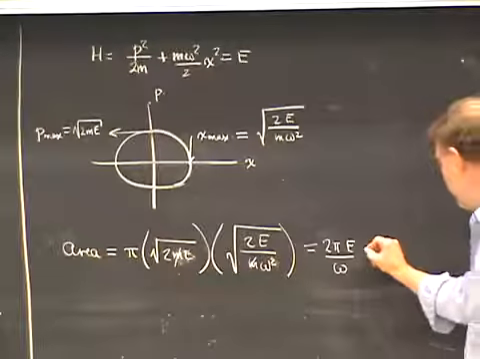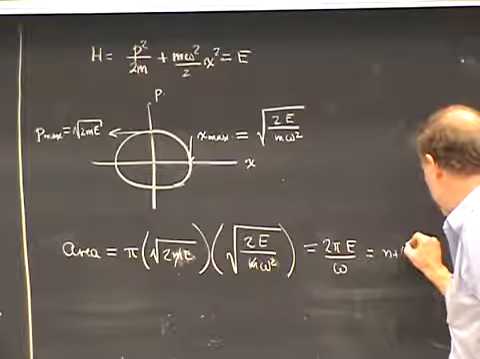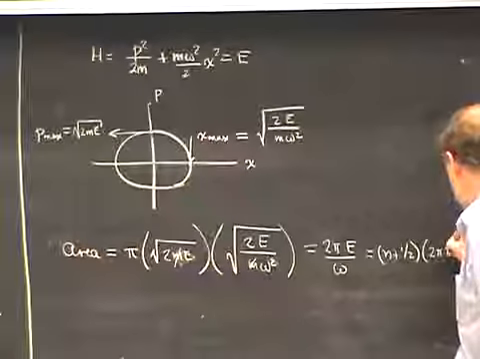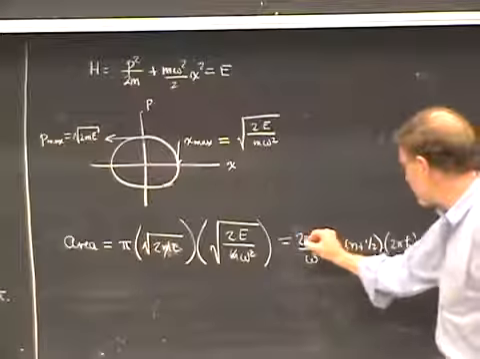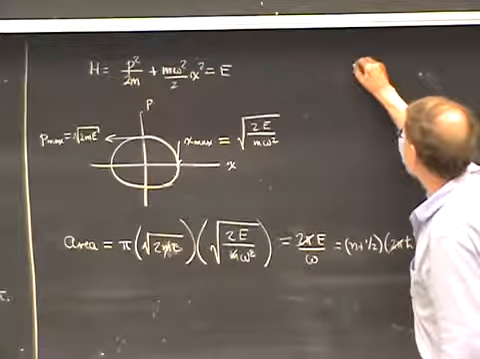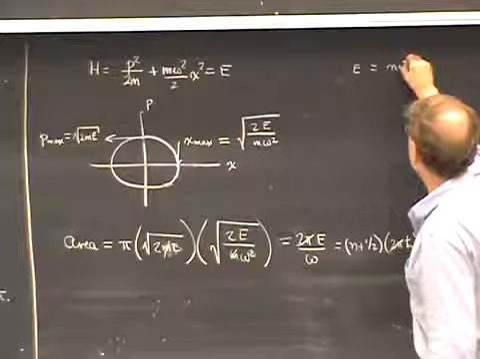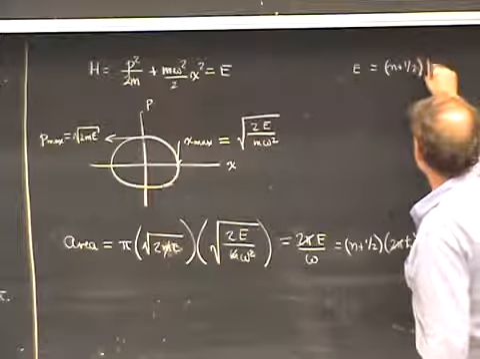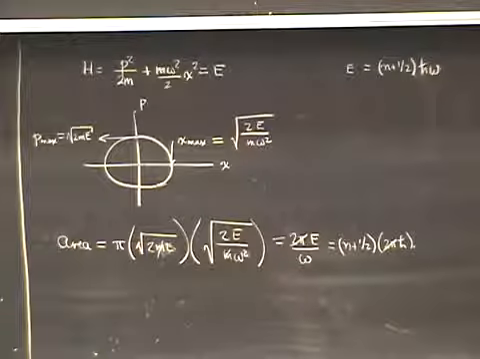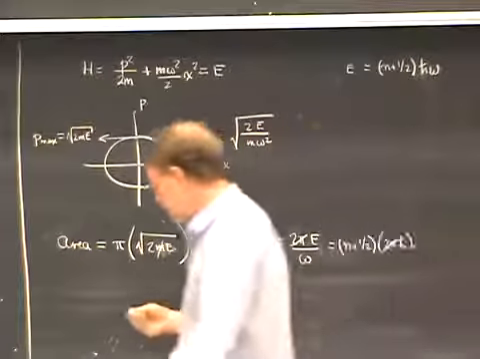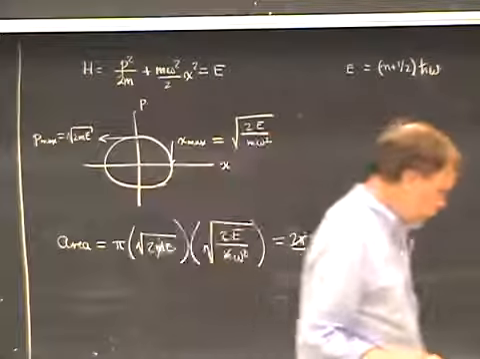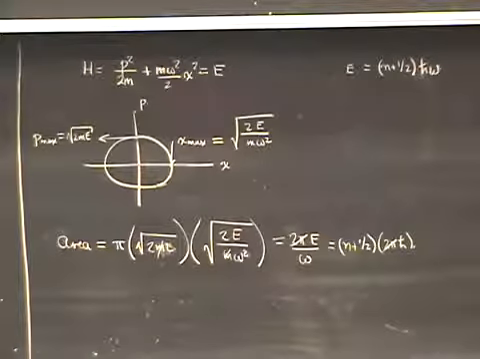Now, by Bohr-Sommerfeld, that has to be equal to n plus a half times 2 pi h bar on the quantized orbits. And you can see we can cancel the 2 pi's here, and then solve for the energy. The result is that the energy is equal to n plus a half times h bar omega, which you recognize as the exact answer. So without much trouble, for the harmonic oscillator, we get the exact answer. Bohr-Sommerfeld quantization gives the exact energy levels.